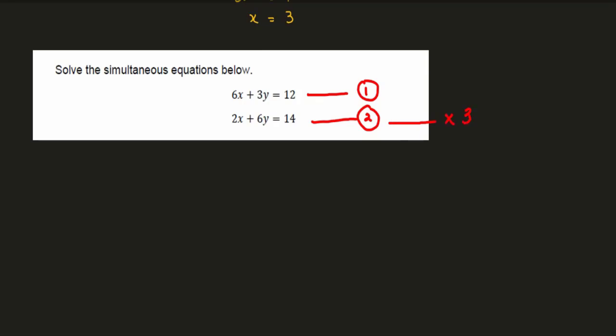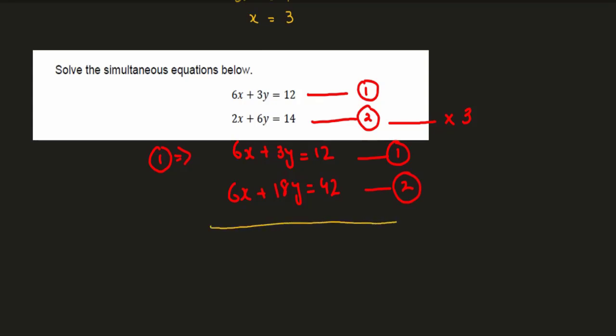Let me write down the first equation here. First, 6x plus 3y is equal to 12. This is my first equation, and the second equation would be 6x plus 18y is equal to 42. This is my second equation. Now I'm going to put a line here.